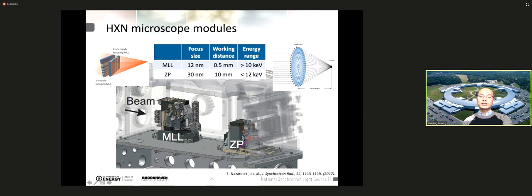The other module uses a multilayer Laue lens for focusing optics. This optics is able to focus X-ray down to 12 nanometers, but it only gives us half a millimeter working distance. So samples using this instrument have to be carefully tailored to fit in this tight space, and especially for tomography, diffraction, or in situ experiments, we really need to be very careful in designing the sample system. For the multilayer Laue lens setup, typically we work with a higher energy range, about 10 keV.